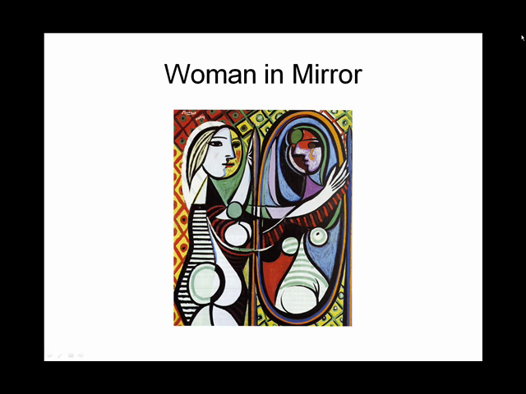All right? And you can actually see in the upper left-hand corner Picasso's signature, and that he painted this in 1932, right? Or maybe he was 32 years old. One of the two. I think it was painted in 1932, however. All right, moving on.